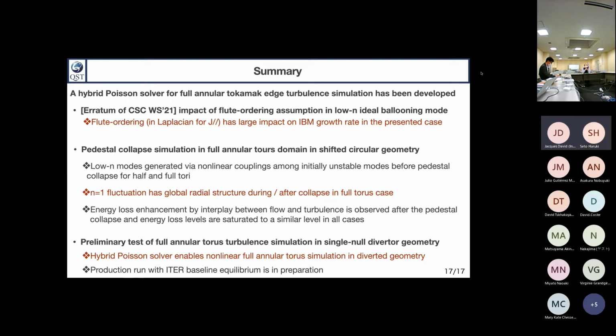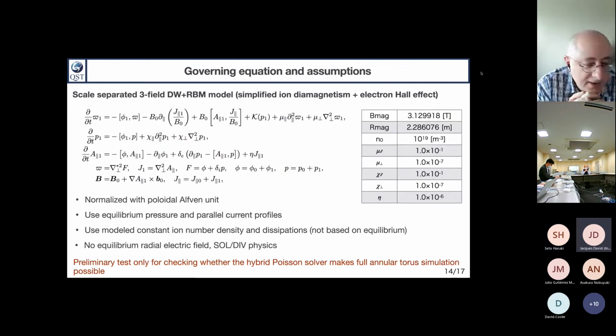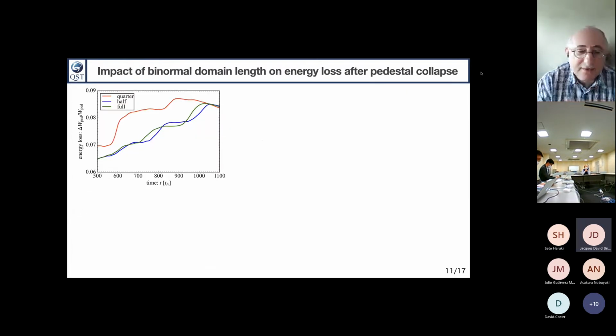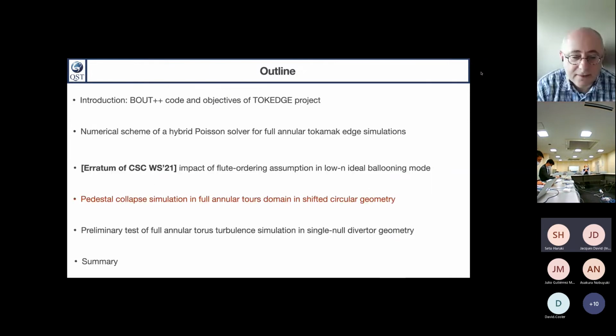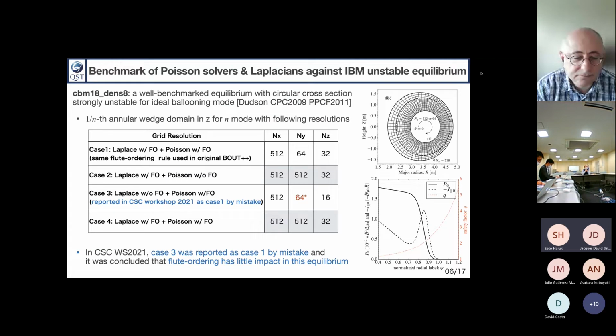Thank you for the presentation. I have a question. What is the scaling of the Poisson solver? I have often used it in kinetic codes. It's a good question. The 2D Poisson solver is very slow compared with the flute-ordered Poisson solver. I haven't checked it in detail, but maybe 100 times slower than the reduced flute-ordered simulation.